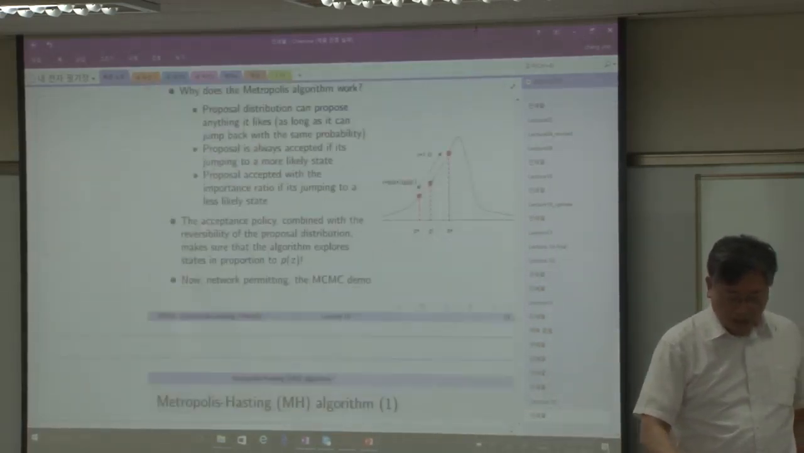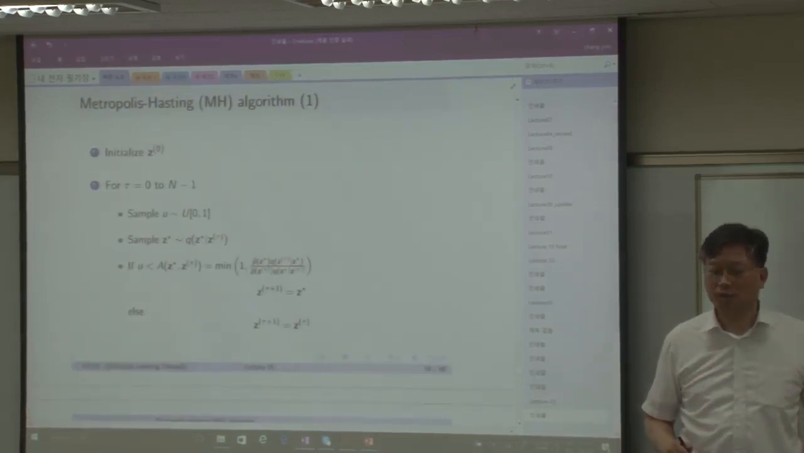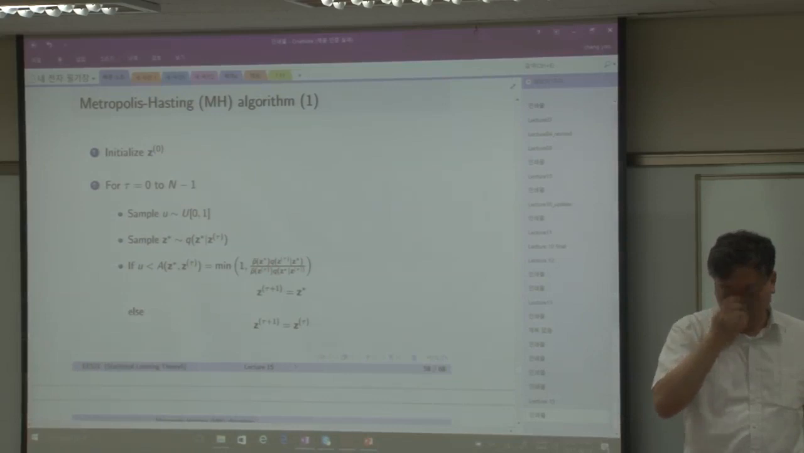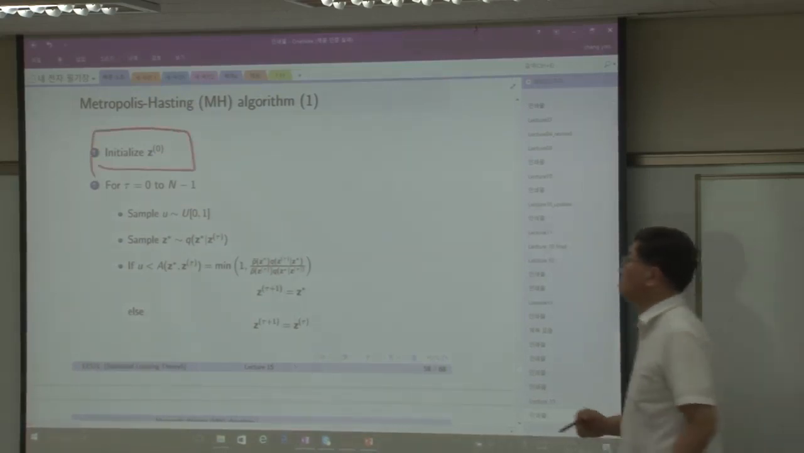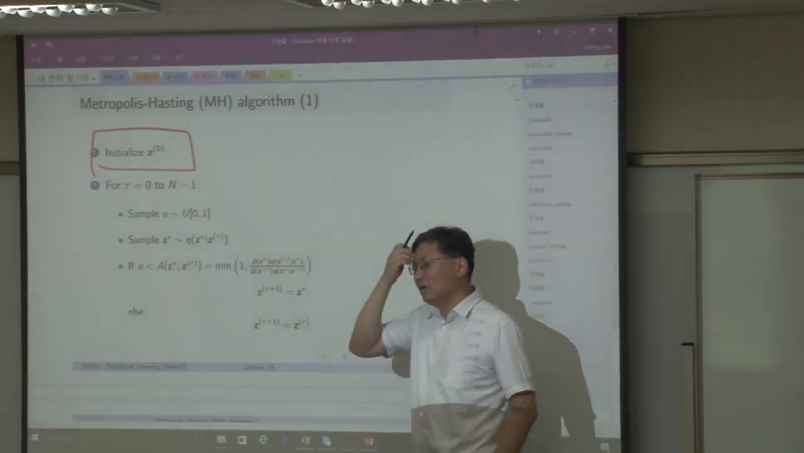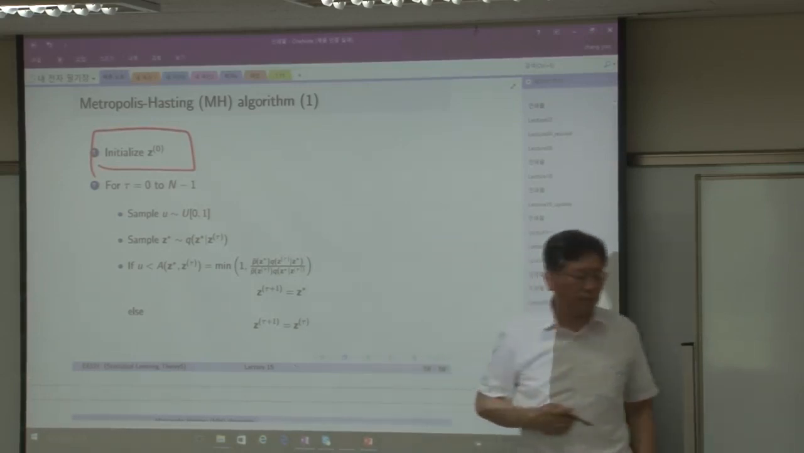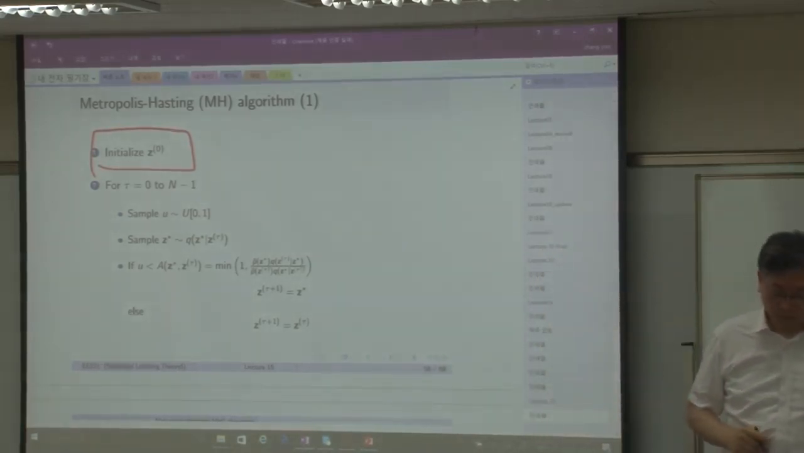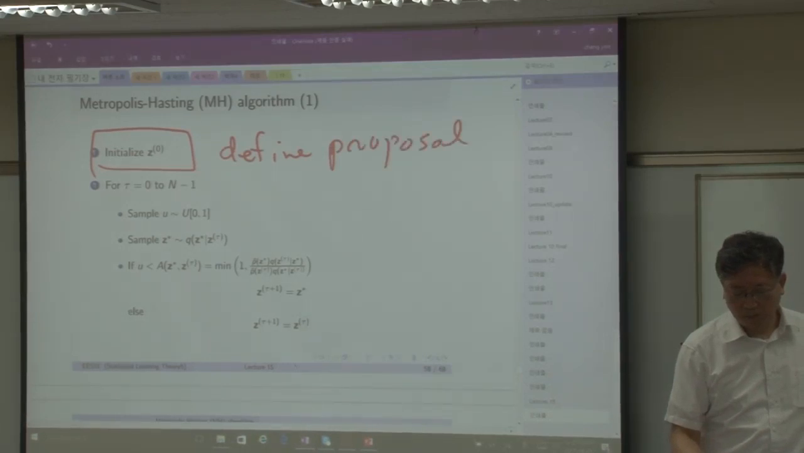Okay, so let me just actually tell you the algorithm, how this works. First, you start with some state, meaning some sample. And you also have to define a proposal distribution, Q.